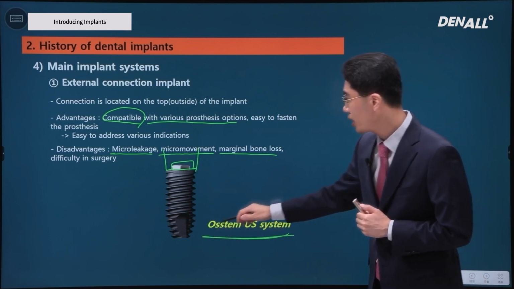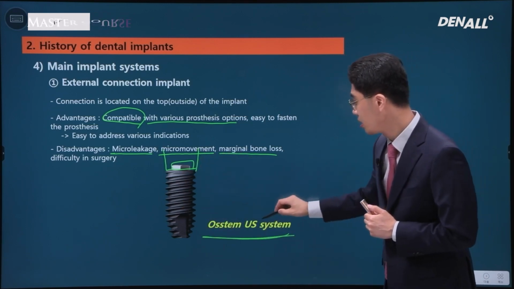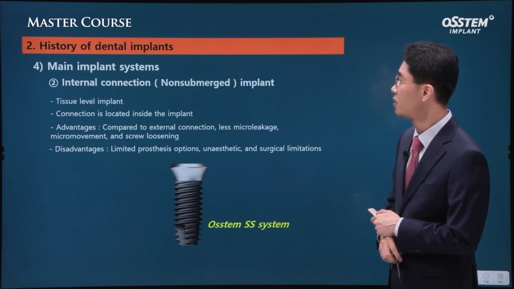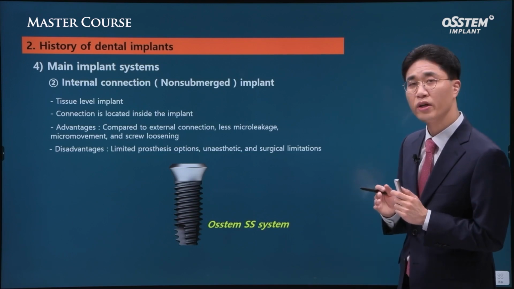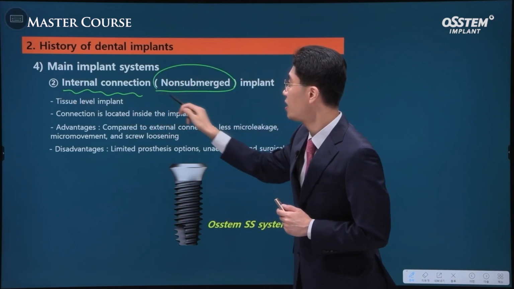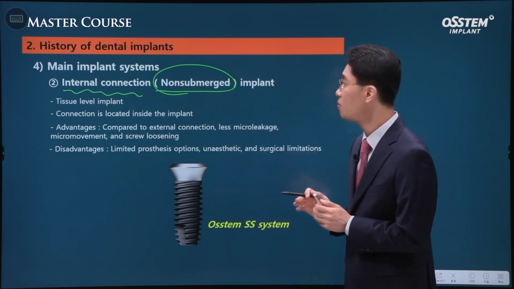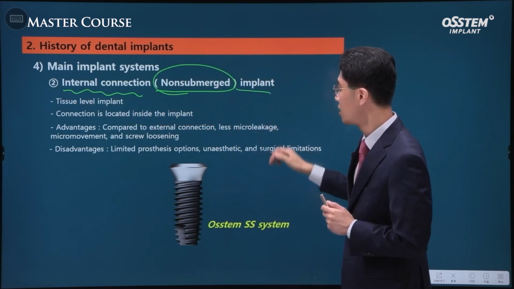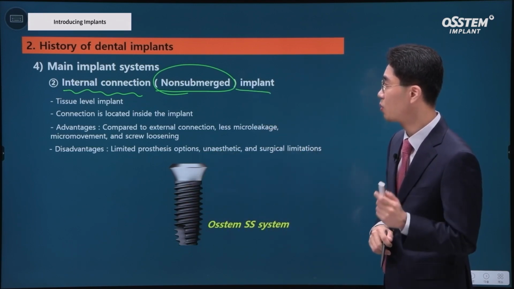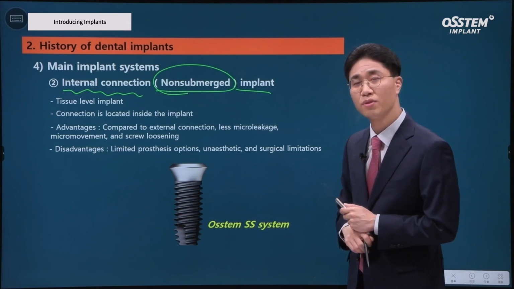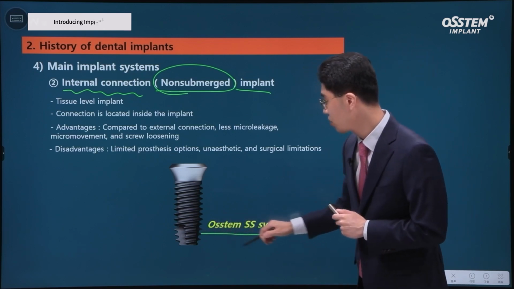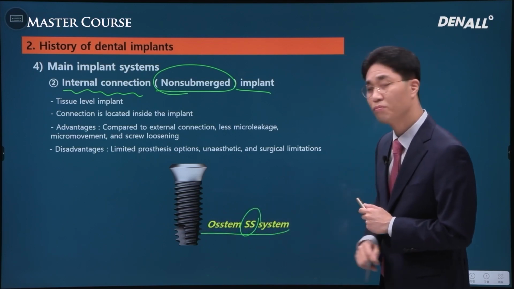So for Ostem, the external type connection implant is US implant. Next, I'm going to talk about internal connection implant. Among internal connection type, I'm going to talk about non-submerged implant. It has this kind of design. As mentioned earlier, it is tissue-level implant. In the case of Ostem, it's SS implant.